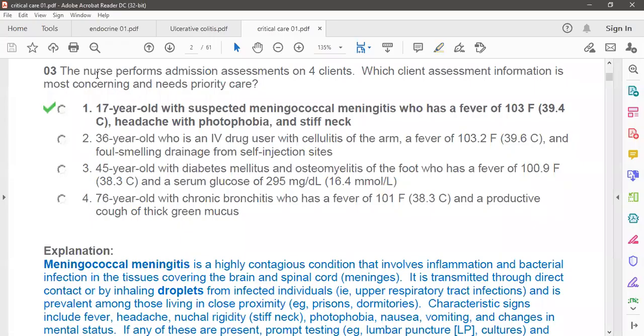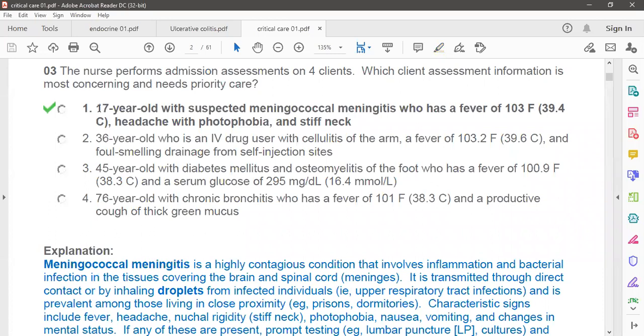Question number 3: the nurse performs an admission assessment on 4 clients. Which client assessment information is the most concerning and needs priority? So there are 4 patients. Which patient is in more danger, or which patient do we go check first?